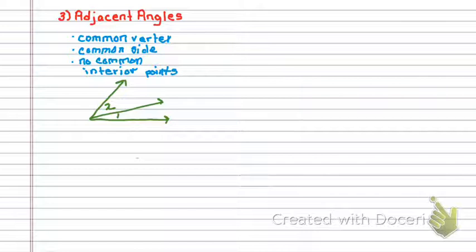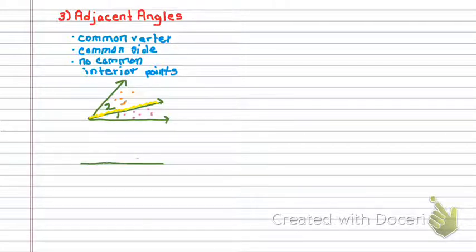Angle 1 and angle 2 would be called adjacent angles. They share this common vertex right here. They do share a common side. Their common side would be this ray. And none of the interior points of angle 2 happen to be interior points of angle 1. I say adjacent angles live next door to each other, and that common side is the fence that separates their backyards.